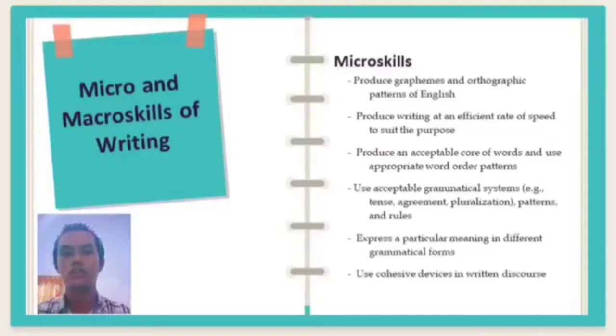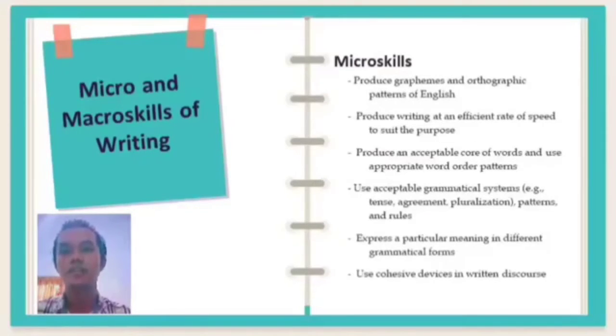Micro skills and macro skills of writing. The earlier micro skills apply more appropriately to imitative and intensive types of writing, whereas the macro skills are essential for the successful mastery of responsive and extensive writing. Micro skills produce graphemes and orthographic patterns of English. It produces writing at an efficient rate of speed to suit the purpose, and it also produces an acceptable core of words and uses appropriate word order patterns.